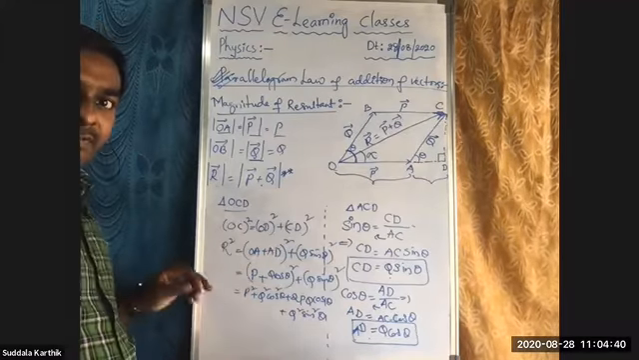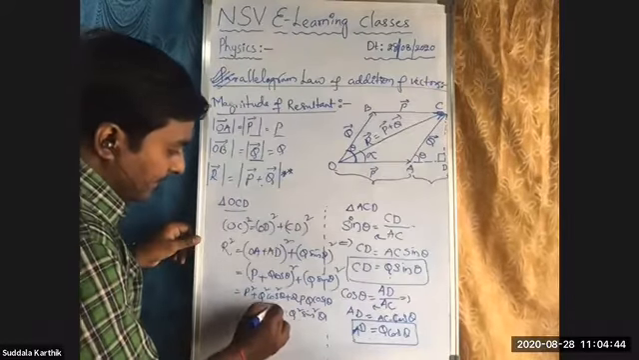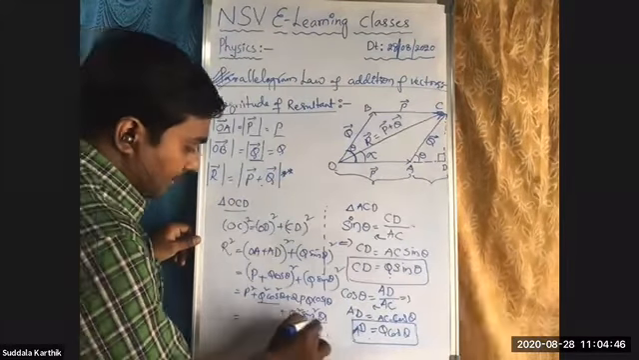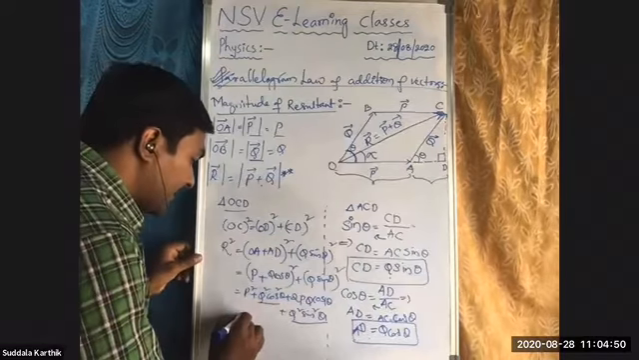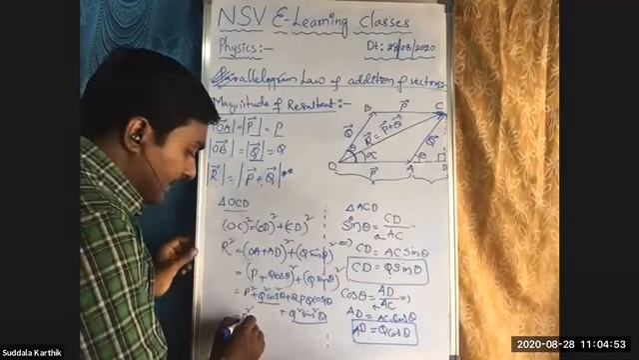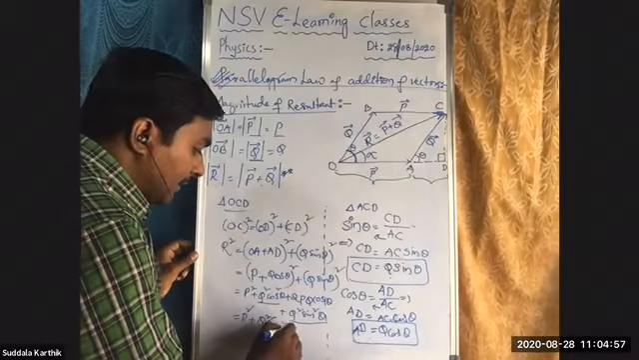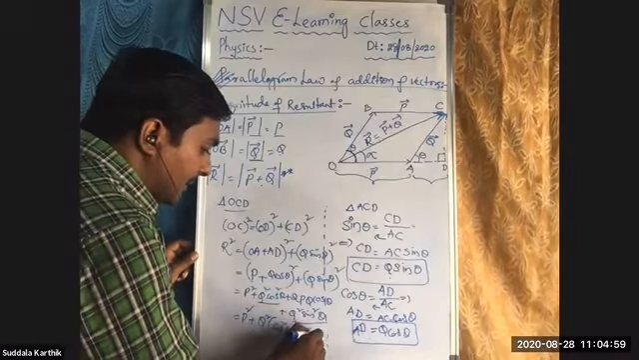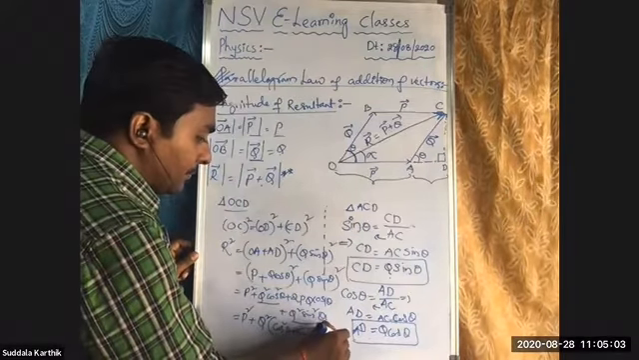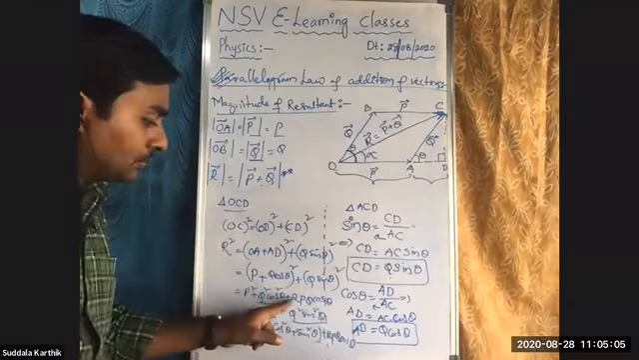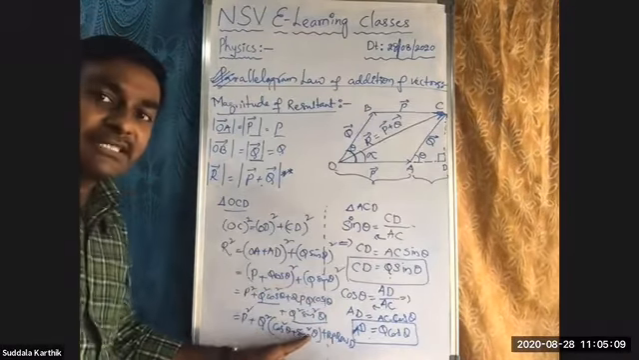So finally, Q square cos square theta is here and Q square sin square theta is here. P square I am writing like that only, plus Q square I am taking common, cos square theta plus sin square theta, plus 2PQ cos theta. So cos square theta plus sin square theta is how much?